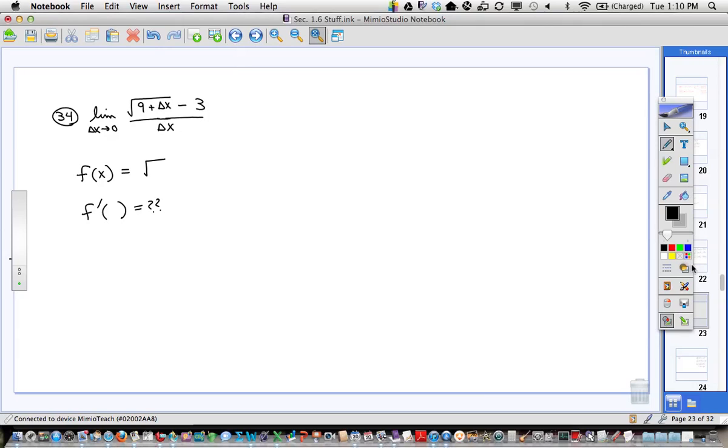It was the square root of x. And it was at the point, so what it was doing was finding the derivative of the square root of x function at 9. Now, let's review that real quick. I want to make sure everybody's okay with that.